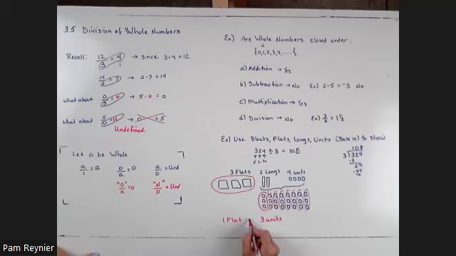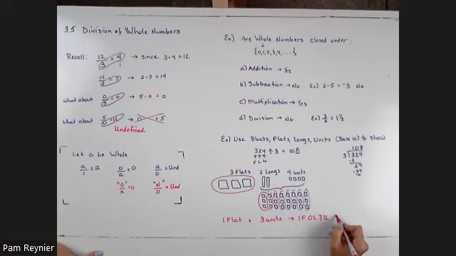And did we end up with any longs? No. So therefore we have 1 flat, 0 longs, 8 units. So therefore our answer is 1, 0, 8 units. Sorry about that. So we end up with 108 as our final answer.